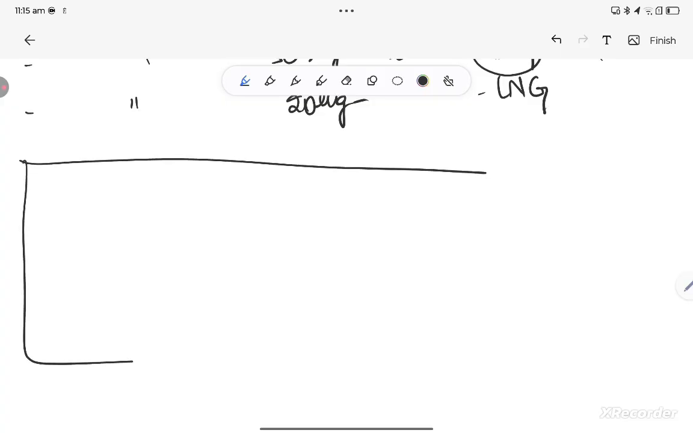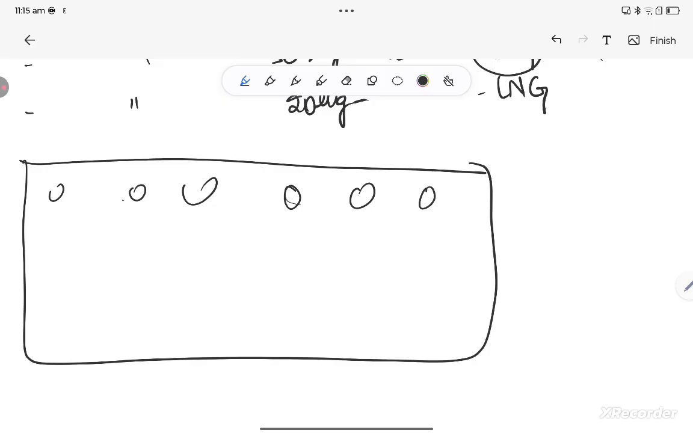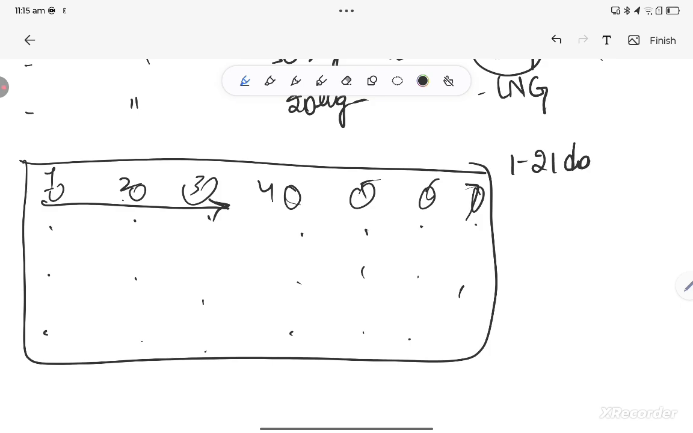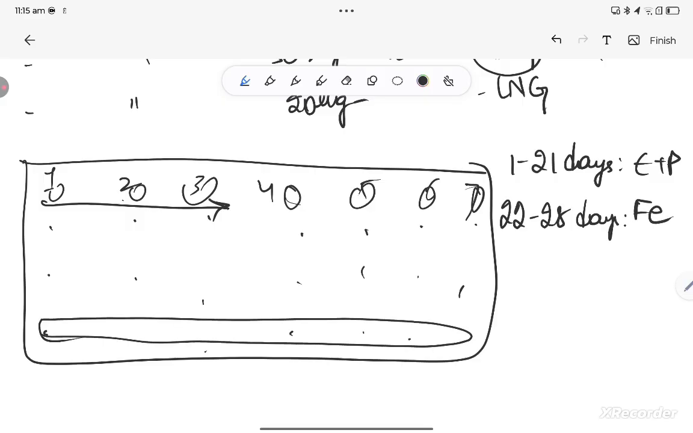Let us say this is our OC pill. There will be 7 tablets, 7. In the same way, 4 such rows will be present. Clear? Days will be written 1, 2, 3, 4, 5, 6, 7 along with the arrows. 1 to 21 days is estrogen plus progestin. 22 to 28 days, that is a period of 7 days, is iron. Usually the last one will be iron. During the time when patient takes iron, usually because of no hormonal supplementation, patient ends up with withdrawal bleeding.